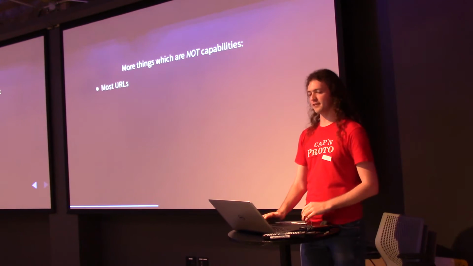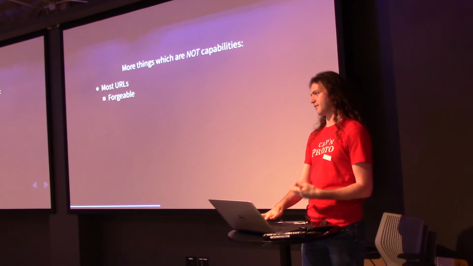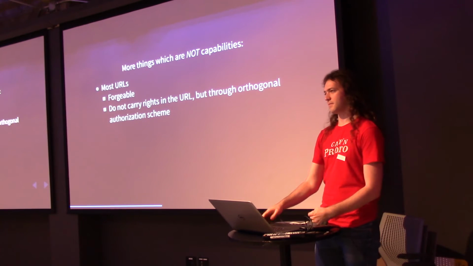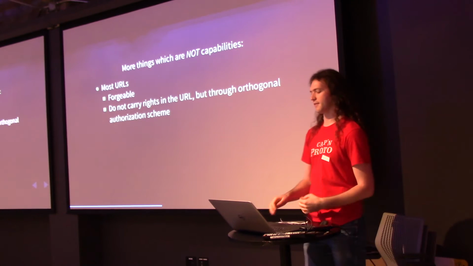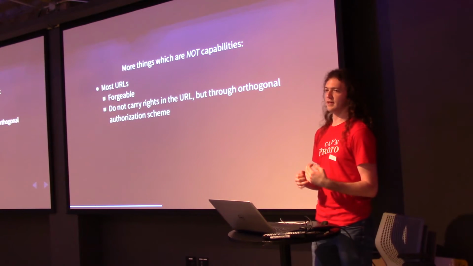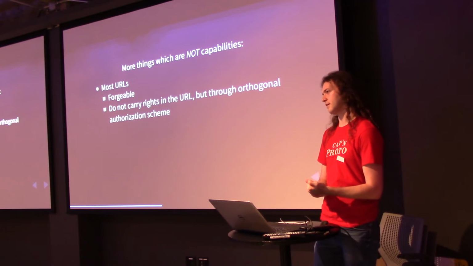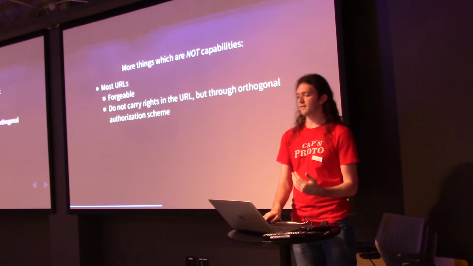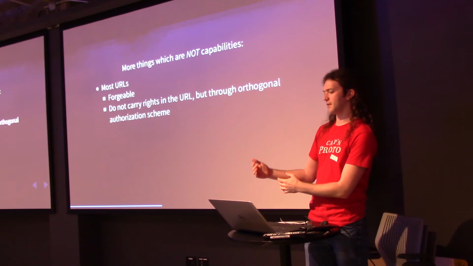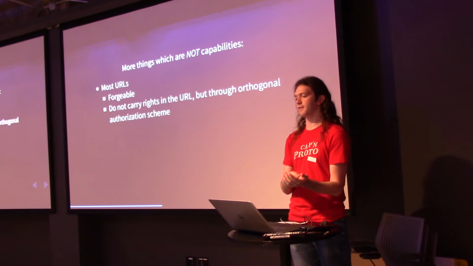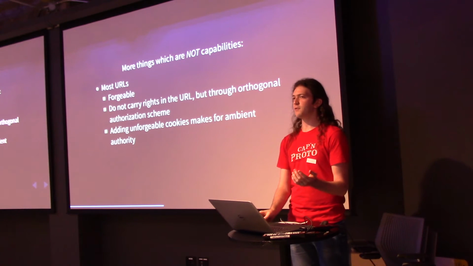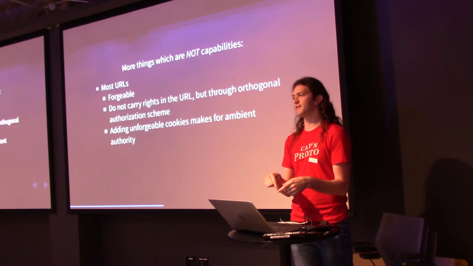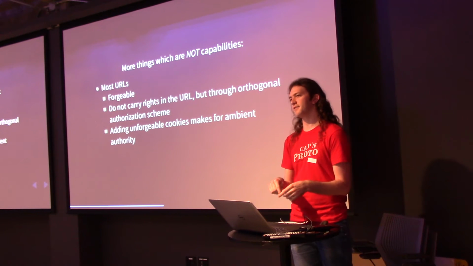So URLs are also generally not capabilities. They're forgeable for the same reasons that paths are forgeable. They typically do not carry rights in the URL itself, but through some orthogonal authorization scheme, cookies, or some other header. We see a lot of OAuth systems use bearer tokens in an authorization header. And even if you created unforgeable cookies, now you have this other problem of ambient authority, wherein you can't distinguish an action which the user is authorized to do but doesn't mean to do from an action which the user does mean to do and is authorized to do.